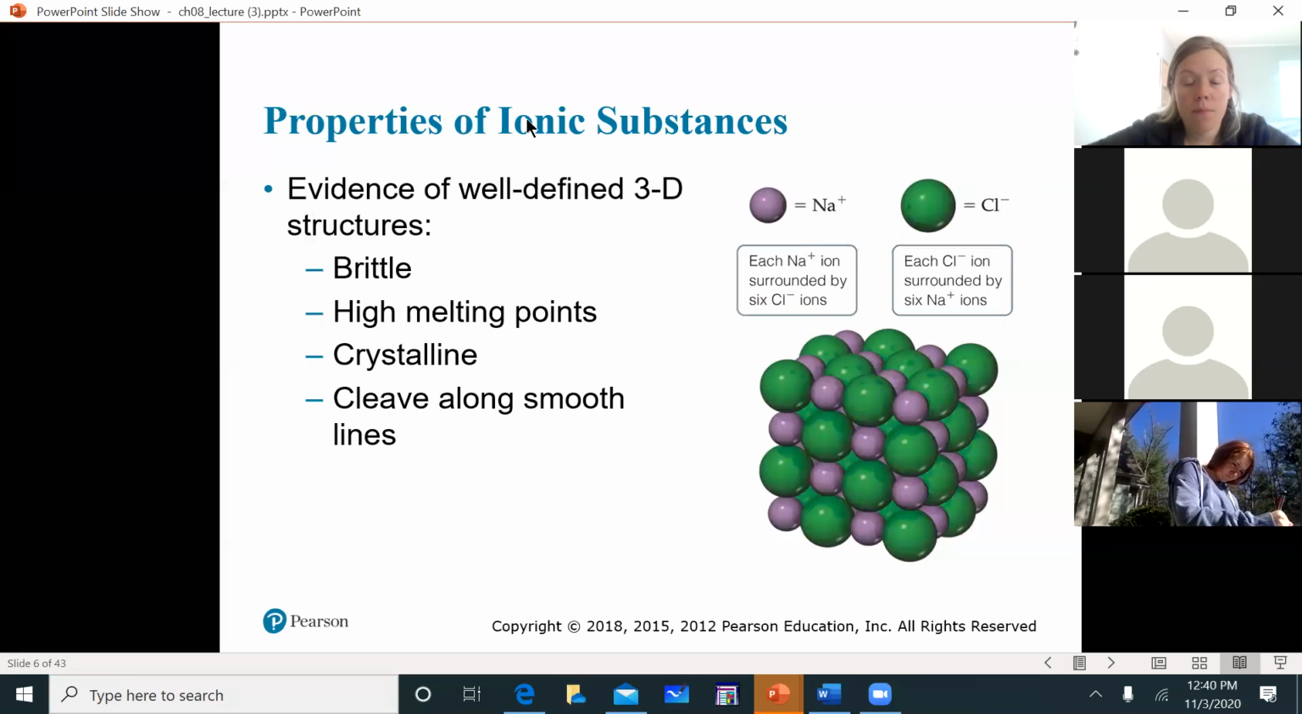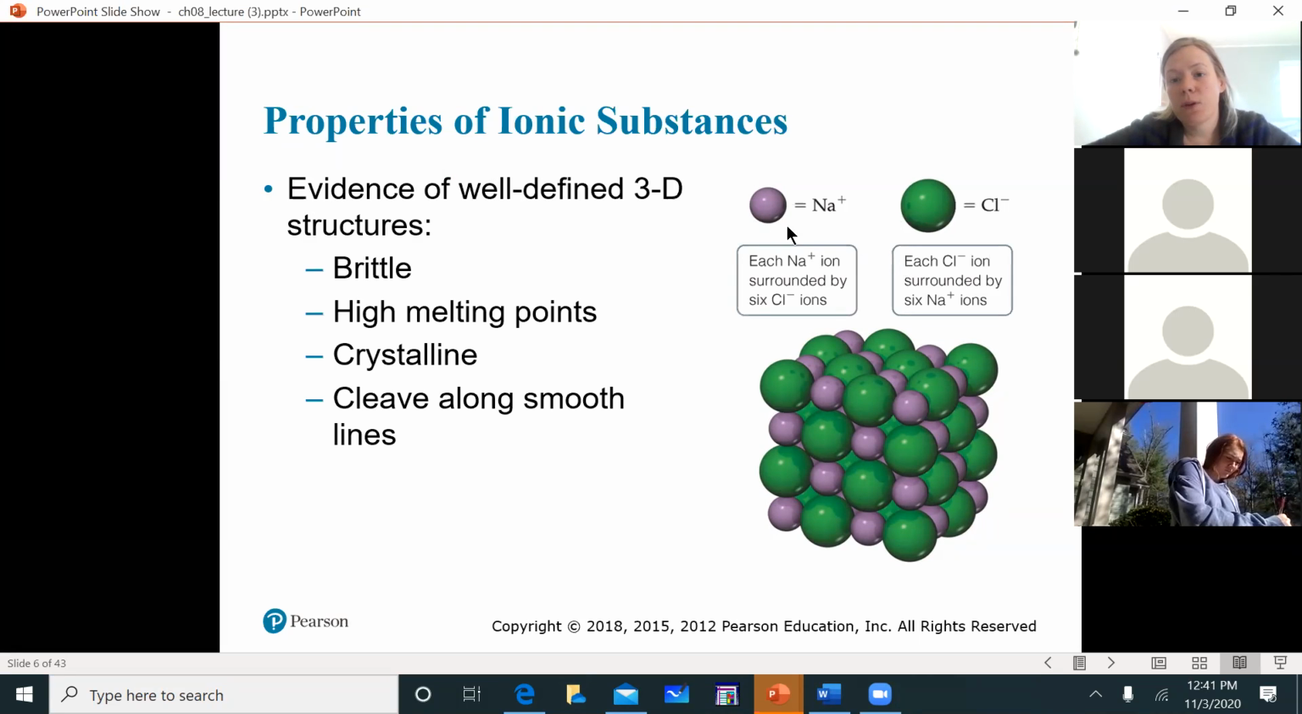A couple things for ionic substances: they tend to be brittle because they create this 3-dimensional lattice shape. It's not like a molecule where you have 1 sodium and 1 chlorine stuck together as a single unit. In this case, we've got them lined up in a 3-dimensional lattice structure. The sodium is connected to a couple different chlorines: the 4 on the side, the 1 on the bottom, and the 1 on the top. Same thing with the chlorines. They're connected to all of the sodiums that surround them. So it creates this sort of interwoven 3-dimensional lattice.